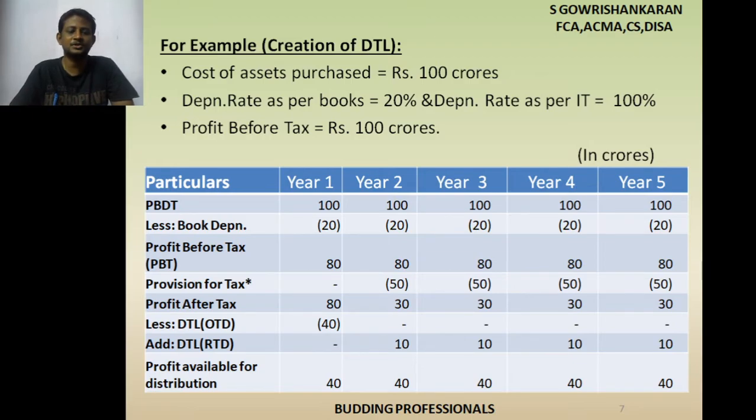On that, the first amount is PBDT, that is profit before depreciation and tax. That is 100 crore, 100 crore, 100 crore, 100 crore. For all the 5 years, assume it is 100 crore.